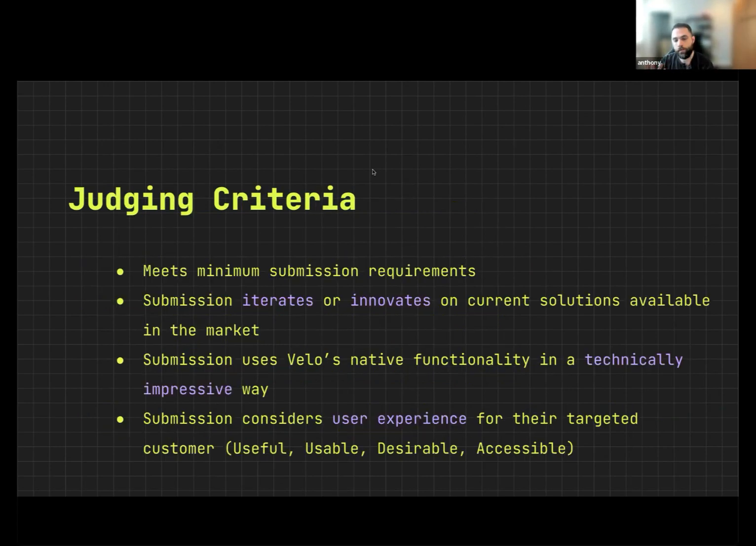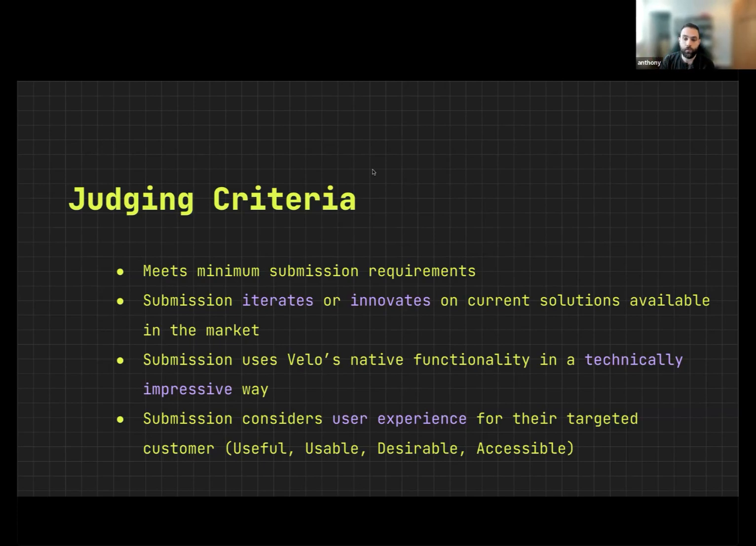And then to cover our judging criteria really briefly, like I mentioned, the full criteria is on the website, but we want to make sure you meet the minimum submission requirements that I went over. That's things like using Velo APIs and all of that. The submission also should iterate or innovate on current solutions that are available in the market. It needs to use our native functionality in ideally a technically impressive way.